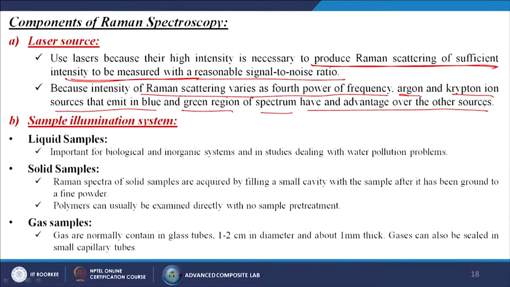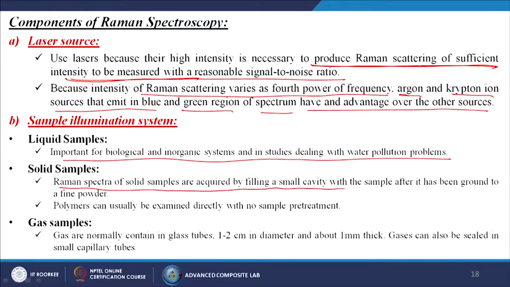Next is the sample illumination system. Liquid samples are important for biological and inorganic systems and for studies dealing with water pollution problems. Solid samples: Raman spectra of solid samples are acquired by filling a small cavity with the sample after it has been ground to a fine powder.